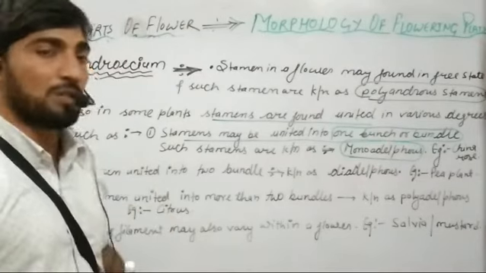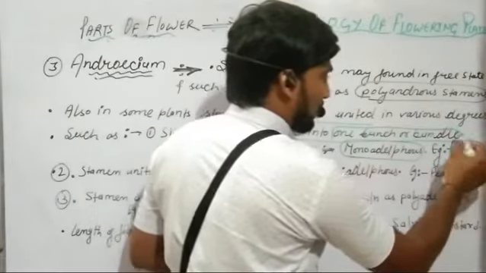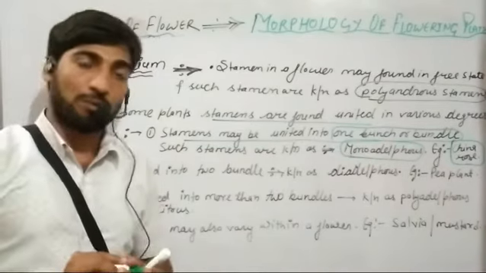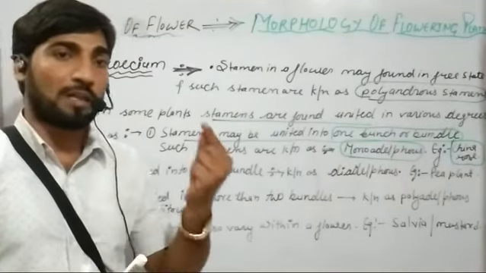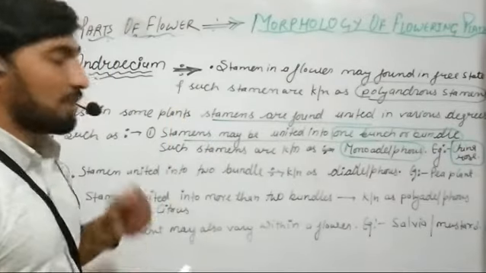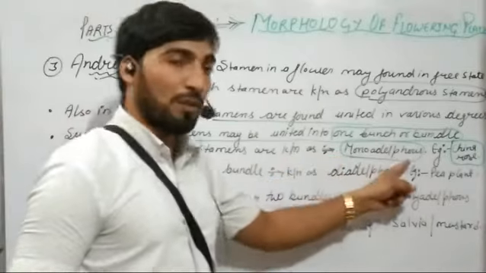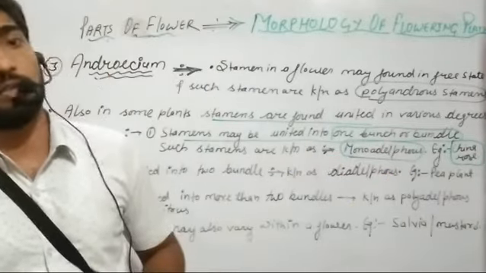The examples of such stamens are found in the China rose plant. So, if stamens are united only in a single bunch or bundle, then these stamens are known as monoadelphous stamens, and such stamens are found in the China rose plant.